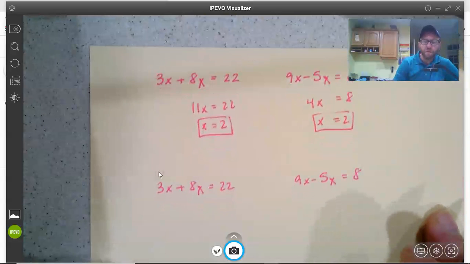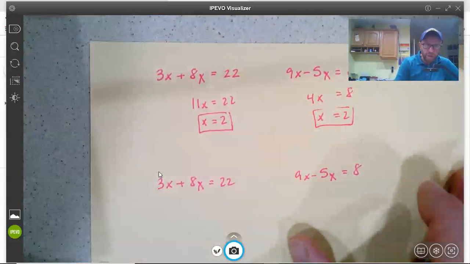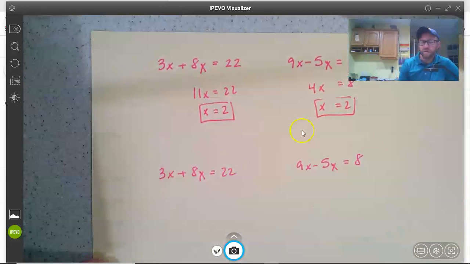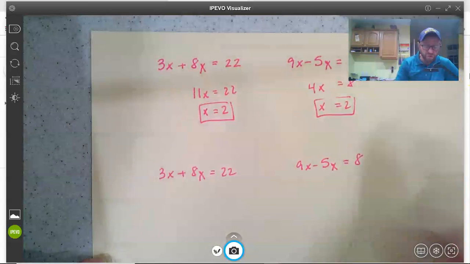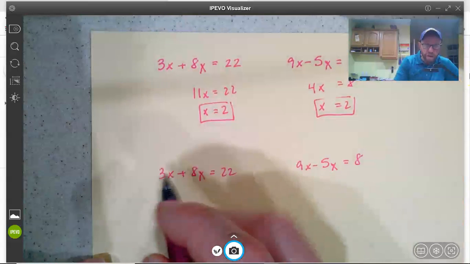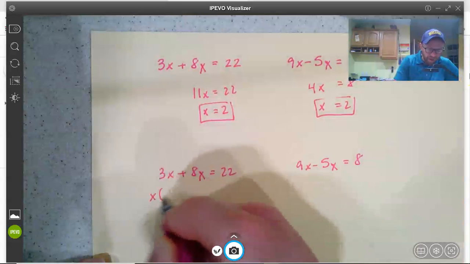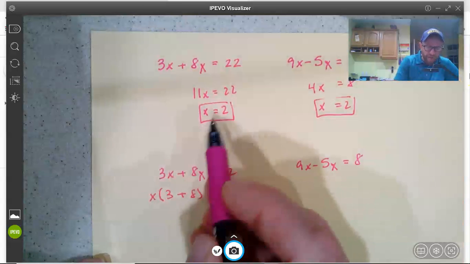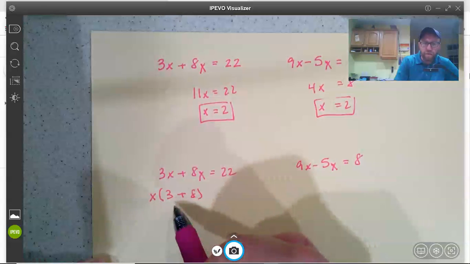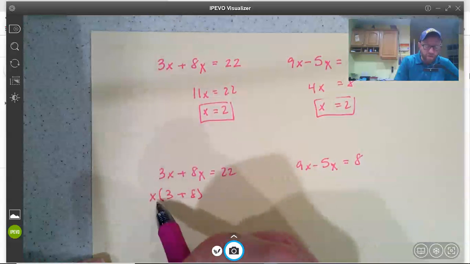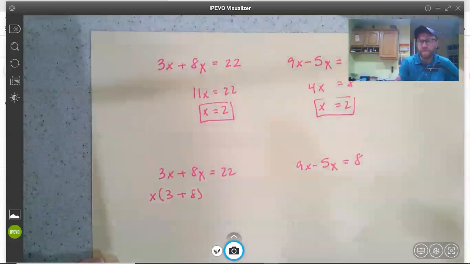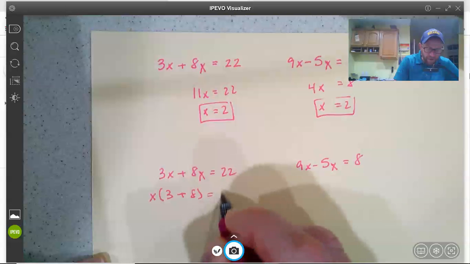But let's still put a little thought into what we're actually doing here. When we're combining like terms, what we're really doing is almost like a reverse distributive property. So I'm pulling the x out, and I have x times 3 plus 8. So that's where the 11x comes from. 3 plus 8 is 11, and there's the x. So it's really a distributive property sort of thing.